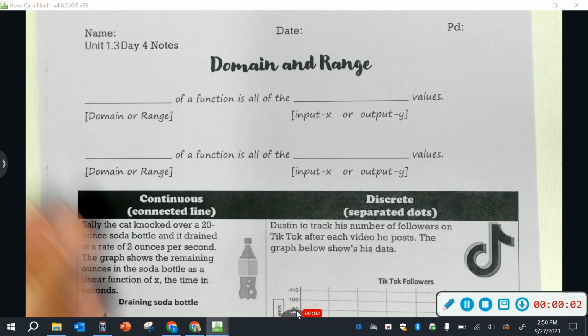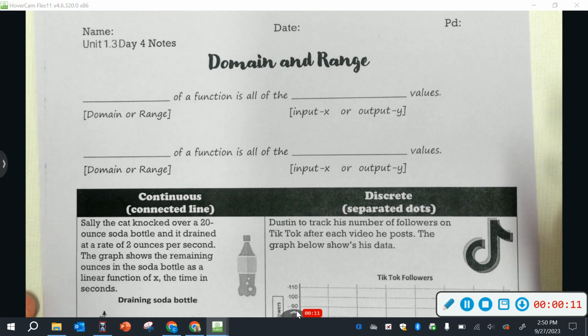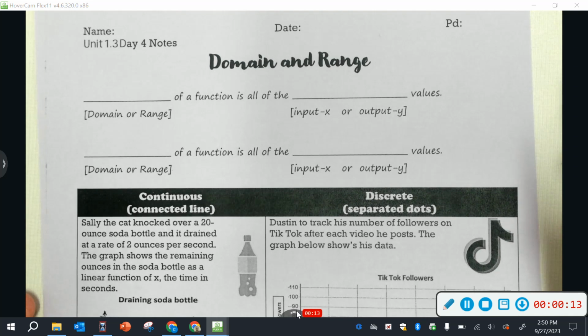Okay, domain and range notes. So make sure you have a marker, two highlighters or two markers, because we're going to be highlighting during the notes. So make sure you write down everything that I write down.